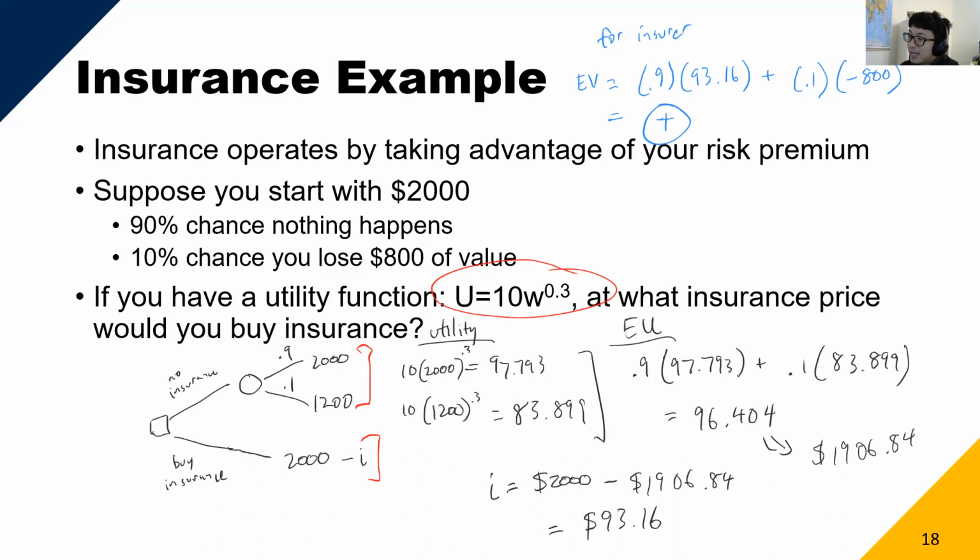And the reason why it's not zero like it is for you, the individual doing this expected utility, is exactly because they are able to operate using expected values as opposed to this nonlinear risk utility function. So the insurance company gets to win out because they are able to take advantage of the fact that we are risk averse.